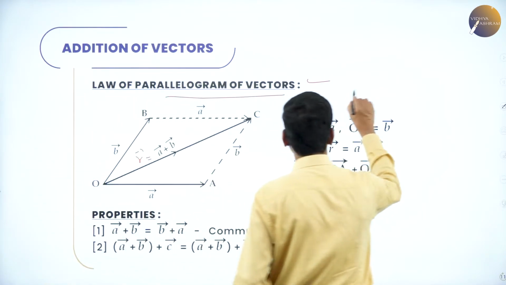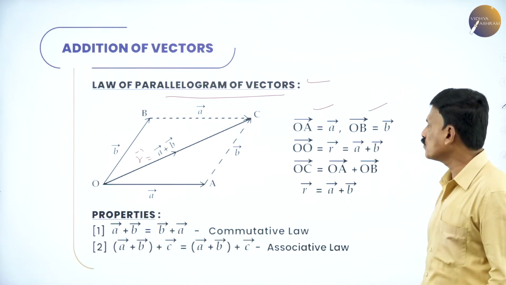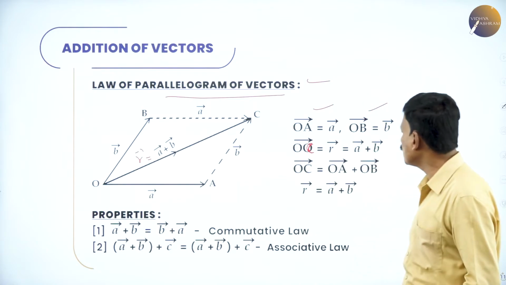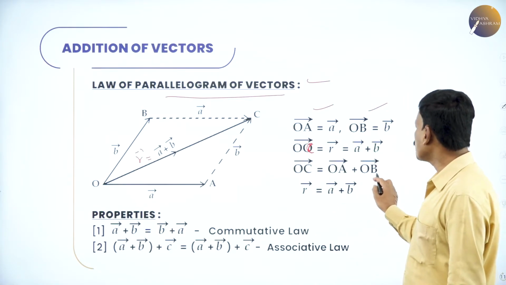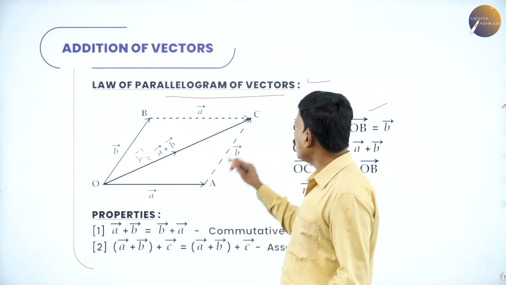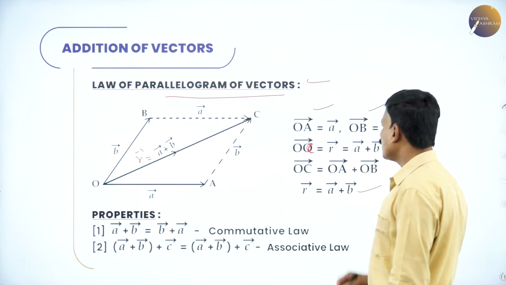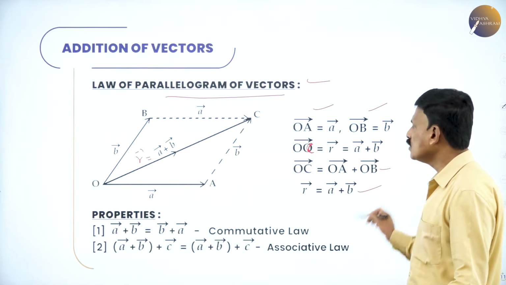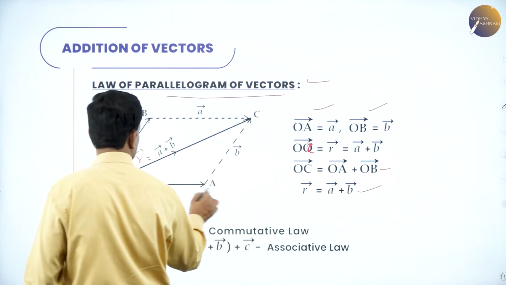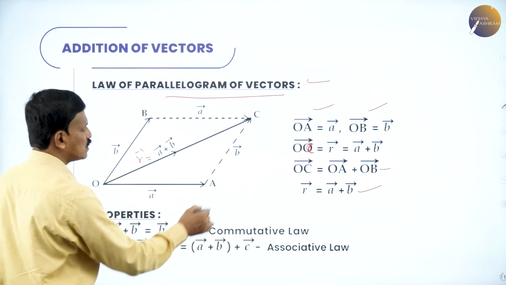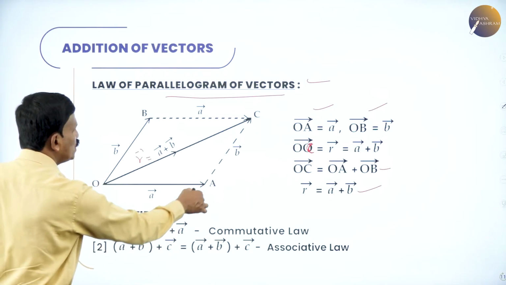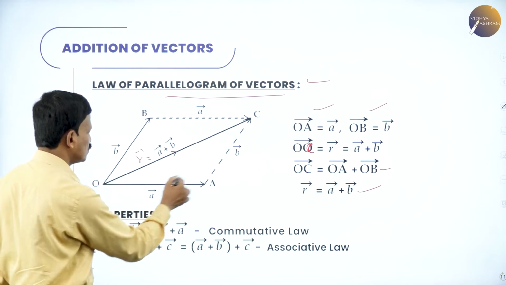Suppose OA is equal to vector A and OB is equal to vector B, then vector OC is equal to R, that is equal to A plus B. OC is equal to OA plus OB, or OA plus AC, this is equal to vector R, equal to vector A plus B. Vector OC can also be written as OA plus OB, that is equal to vector R. Or if we consider this triangle, vector OA plus AC is equal to vector R.